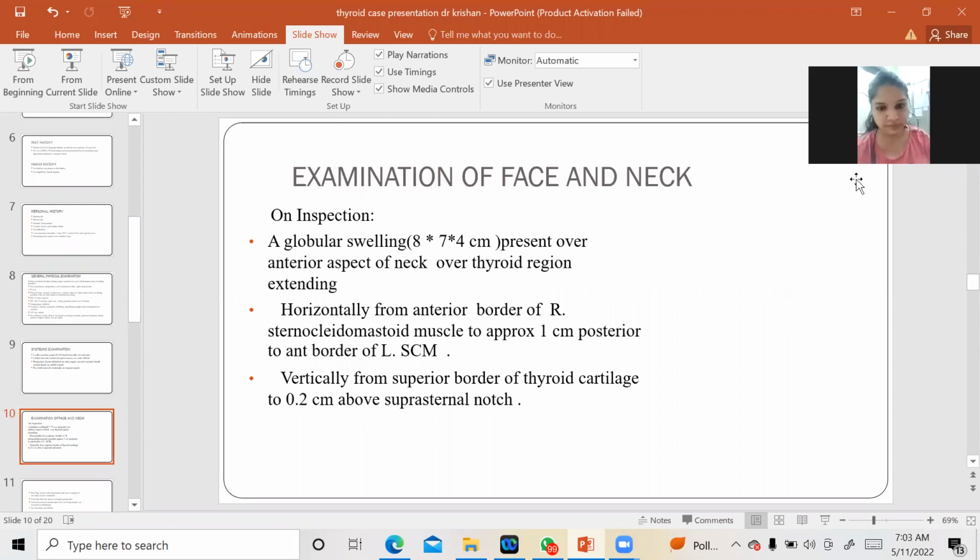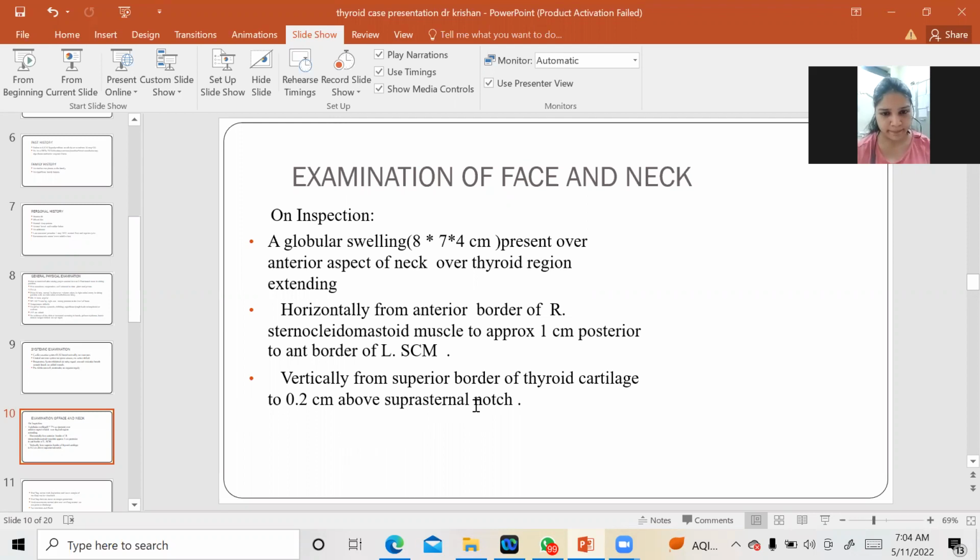So coming to the examination of face and neck, on inspection, a globular swelling, 8 cross 7 cross 4 centimeter, is present over the anterior aspect of the neck over the thyroid region, extending horizontally from the anterior border of the right sternocleidomastoid to approximately 1 centimeter posterior to the anterior border of the left SCM, and vertically from the superior border of the thyroid cartilage to 0.2 centimeter above the suprasternal notch.